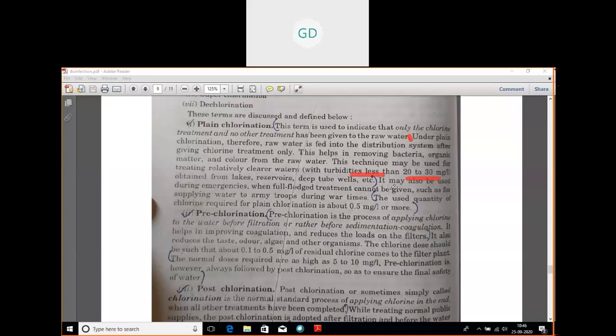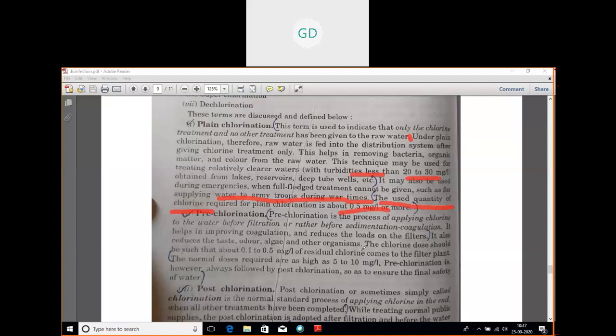It may also be used during emergencies when full-fledged treatment cannot be given, such as for supplying water to army troops during war times. During that time, full treatment cannot be given, so the treatment given is only adding chlorine to the water. You need to know the dose. The usual quantity of chlorine required for plain chlorination is about 0.5 milligram per liter or more.